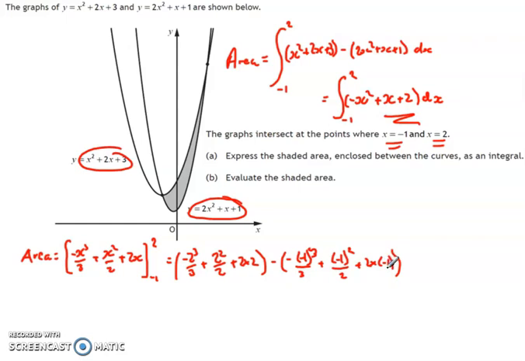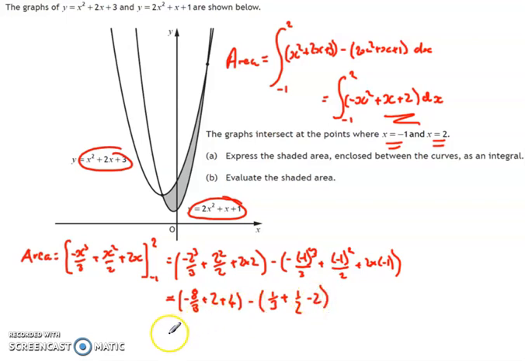So now that I've got this, what I can do is evaluate each bracket and then see what I get as a solution. So this one here, this gives me -8 over 3. I've then got 2 squared over 2, so that's then plus 2, then plus a 4 from that first bracket. It's then going to be take away, well, -1 cubed is -1, but it's going to be negative of that, so it's then going to be 1 over 3 plus a half take away 2.